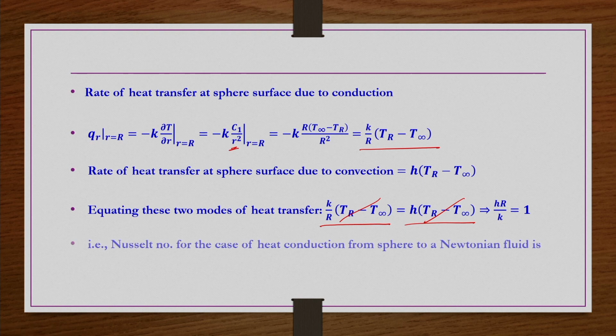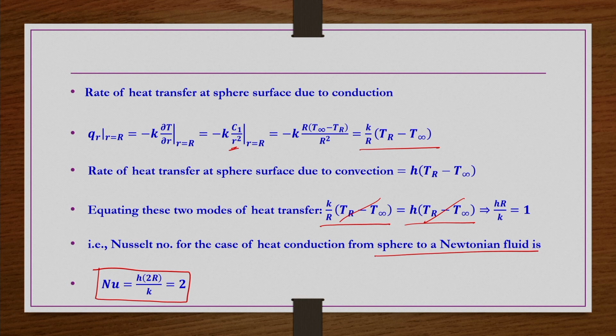So, if you multiply both sides by 2, then you have H 2 R by K equals 2, that is nothing but H d by K, which is the Nusselt number. So, the Nusselt number for the case of heat conduction from a sphere to a Newtonian fluid is 2. This you might have studied in your heat transfer courses, right, you may be remembering. So, this is how we get the derivation for this problem, right.